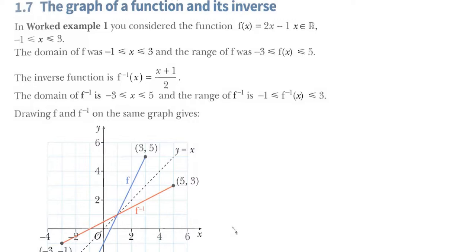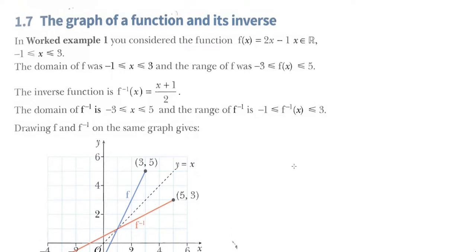We have already done some kinds of functions like the absolute valued function, and we are able to find the inverse of a function. Now this exercise is related to the graph of a function and its inverse. So let's have a look at the graph of a function and its inverse. First, we are reading from the book. What is the information in the book? See this, 1.7 the graph of a function and its inverse.